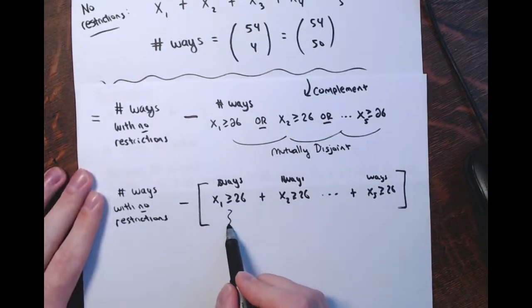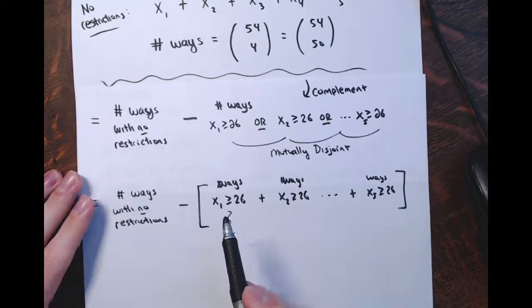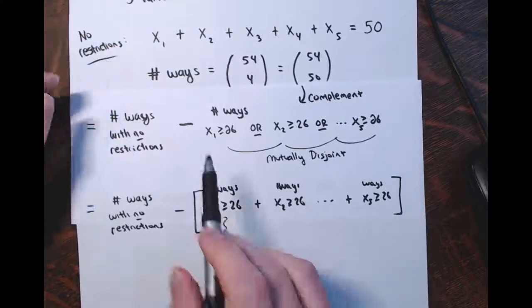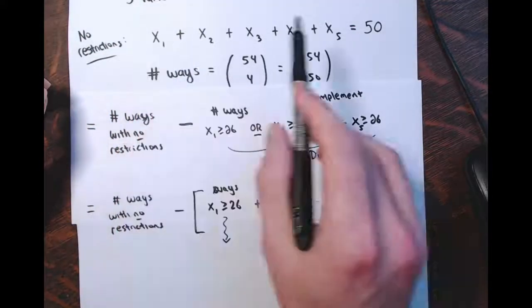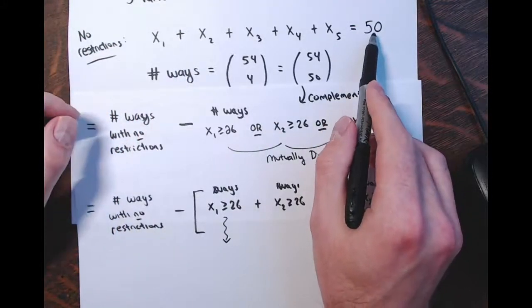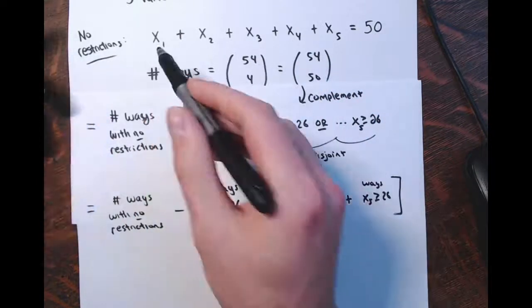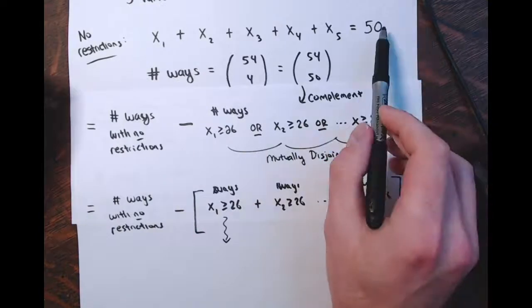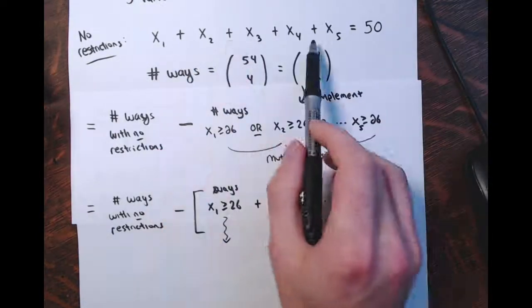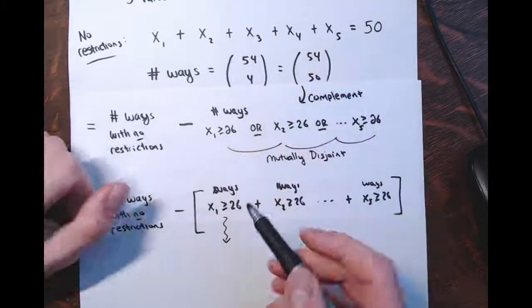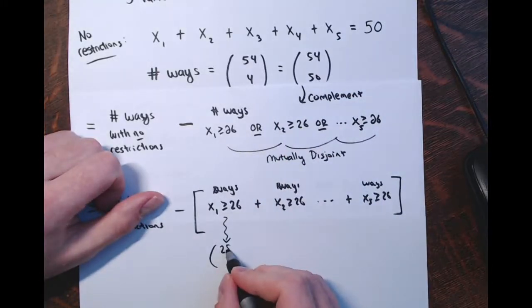All right, so let's talk about this. What if I have to take at least 26 of x1? Well, then there'd be 24 left for these 5 varieties. If I give 26 to x1, order 26 x1s, then there'd be 24 left for the 5 varieties. So 24 zeros, 4 ones. That'd be 28 choose 4.